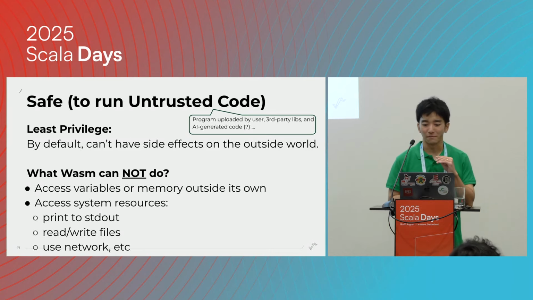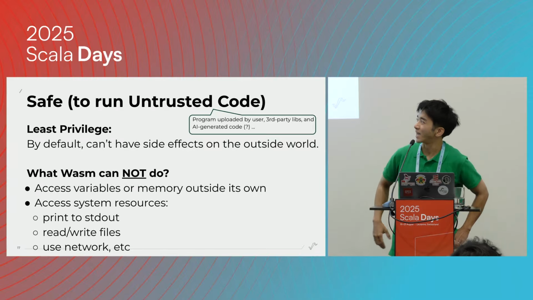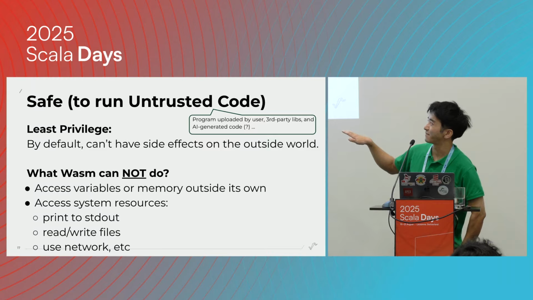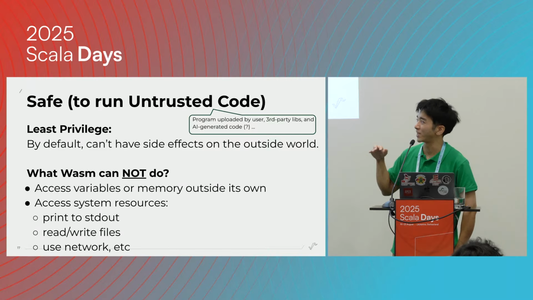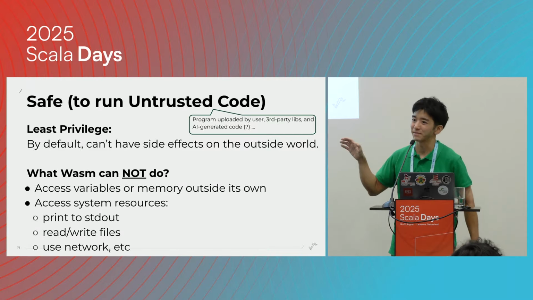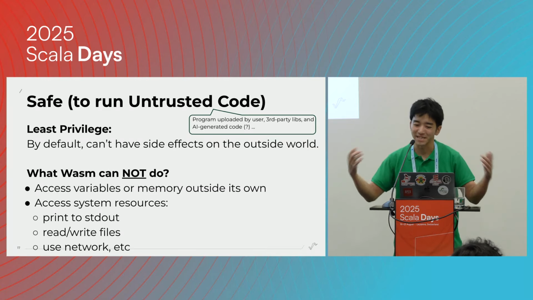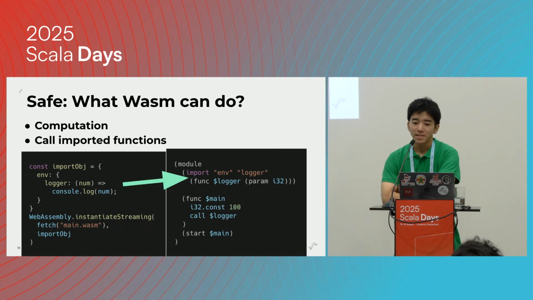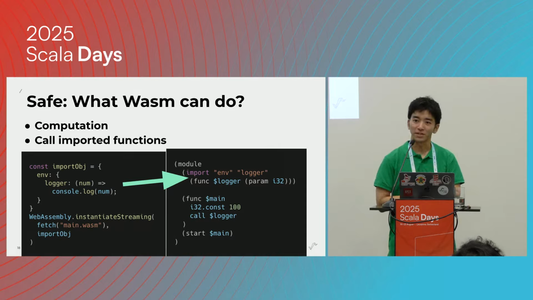For example, what Wasm cannot do is, one, it cannot access variables or memory outside of its own, and it actually cannot do anything by its own. It cannot print anything to stdout, and it cannot read or write files, and of course Wasm cannot send an HTTP request by itself. So what can WebAssembly do? It is two things. One is do some computation and call the imported function.